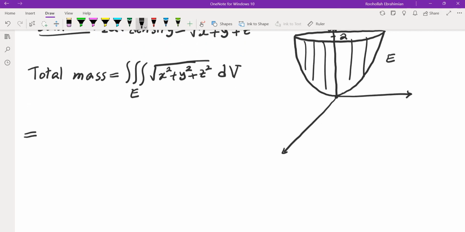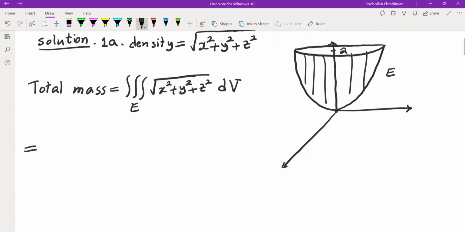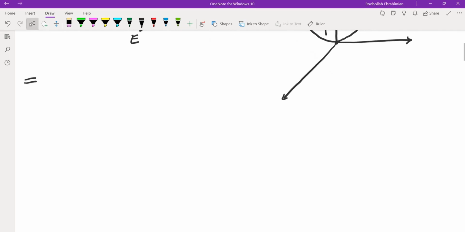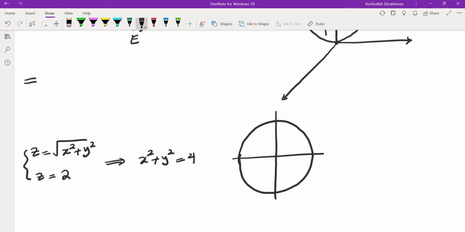So in order to turn this one into an iterated triple integral in Cartesian coordinates, we'll have to first find the projection onto the xy plane. So z equals root x squared plus y squared and z equals 2. So this gives us x squared plus y squared equals 4. So the projection onto the xy plane is a disk of radius 2 centered at the origin. So this is the projection onto the xy plane.